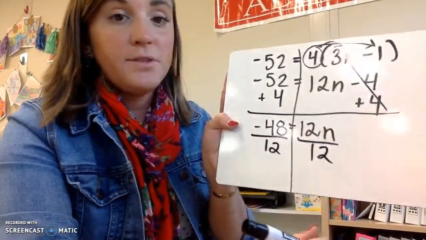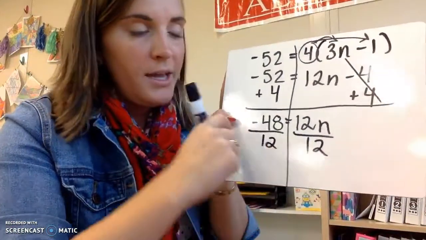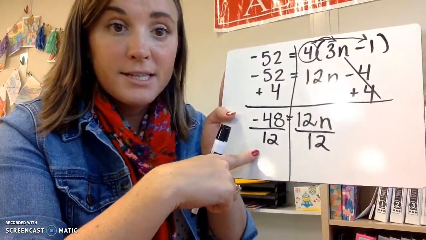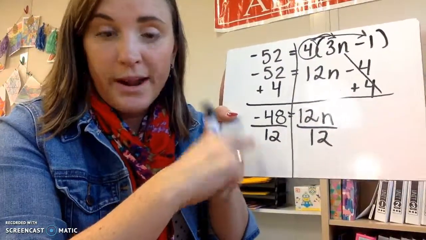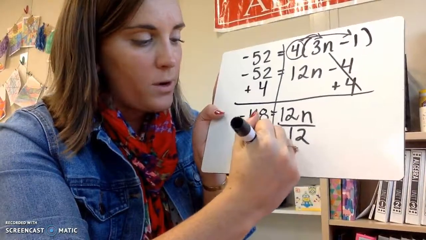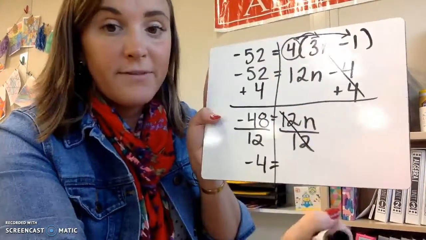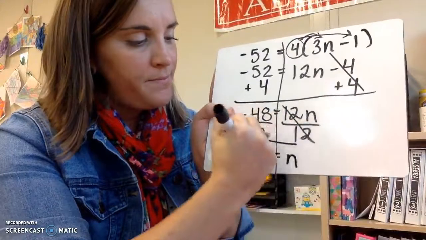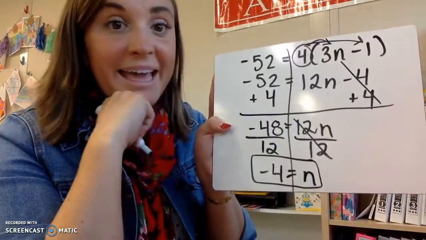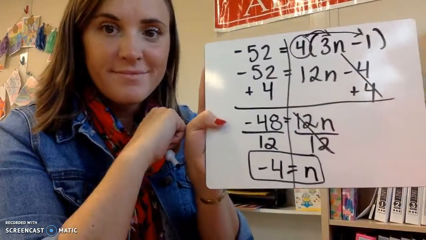Your date is 12, so you need to divide by 12 on each side. Negative 48 divided by positive 12, different signs, so we're going to have a negative answer. So negative 4 equals 12n divided by 12 just leaves me with n. N equals negative 4.